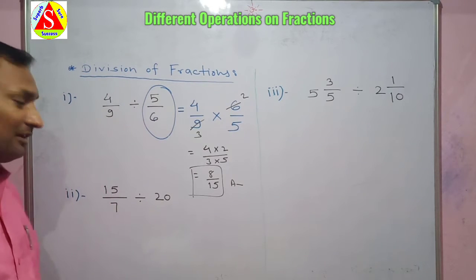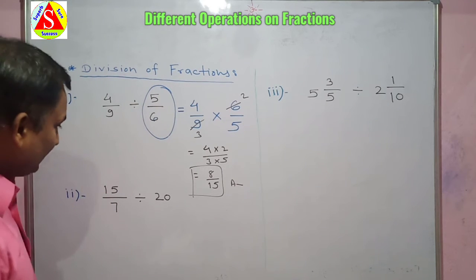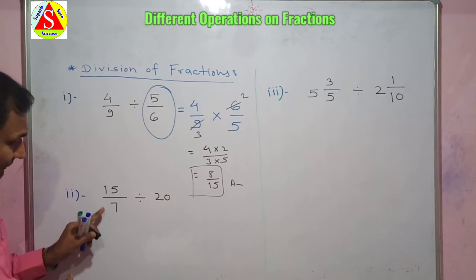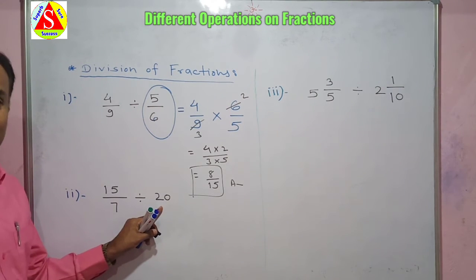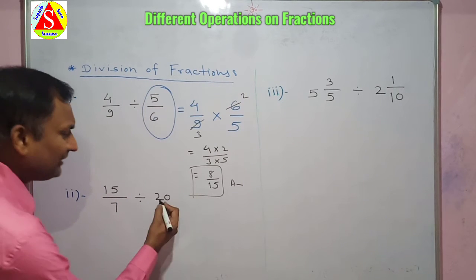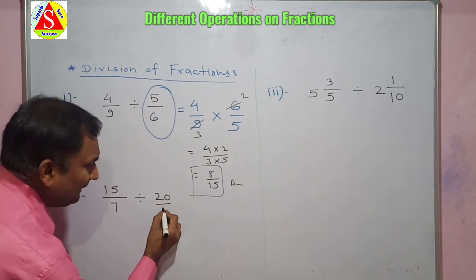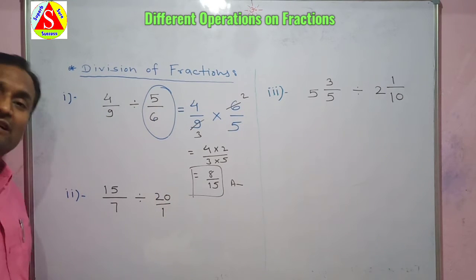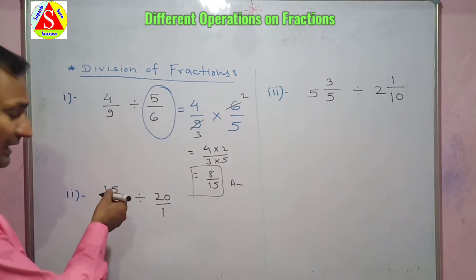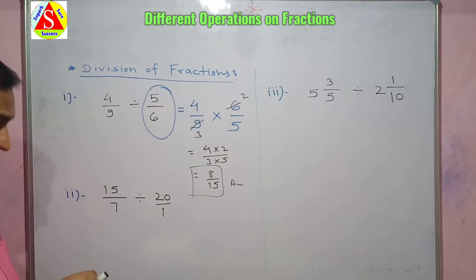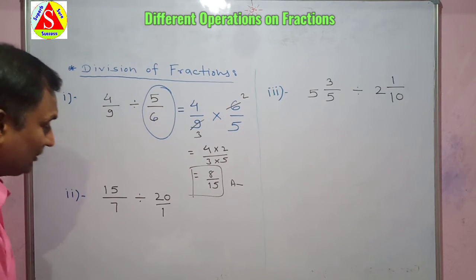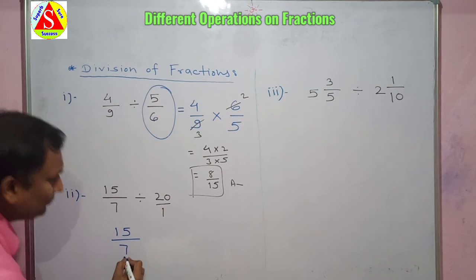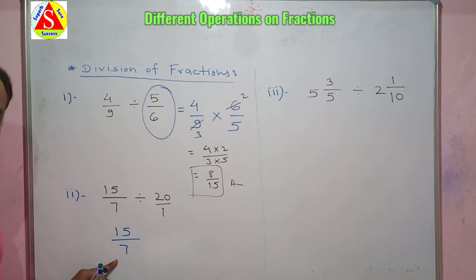Now let's solve the second question. Dear students, here you can see we have to divide 15 by 7 by 20 only. So we can write 20 by 1. Simply, we can write 20 as 20/1. Now let's use the same method as we have seen in the first question. So you write the first term as it is. So here we have written 15 by 7.